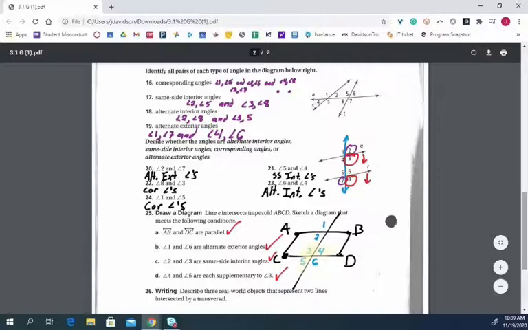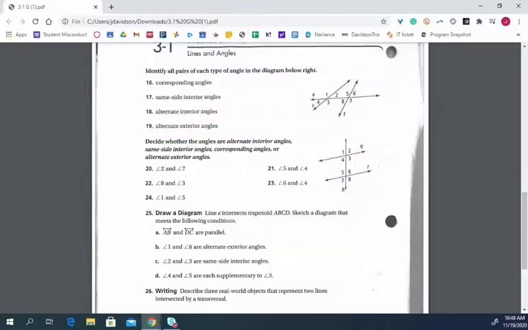26. Describe 3 real-world objects that represent 2 lines intersected by a transversal. What's transversal again? E is your transversal. Train tracks and a road. Sure. There's one. Name 2 more. There's 3 situations. Train tracks and a road is one situation.